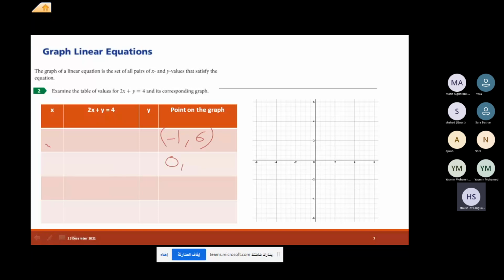What did we solve here? 0, 4. Okay, 1, 2. Now here we say this is negative 1, 0, 1, and 2. Yeah, now only number 2. What do you have to do first?